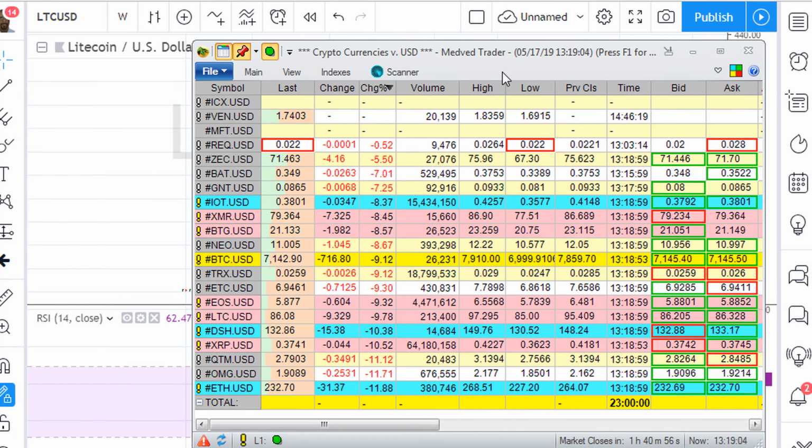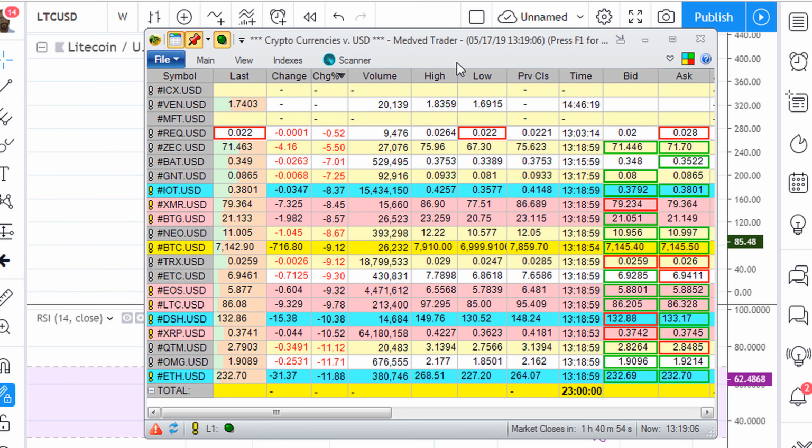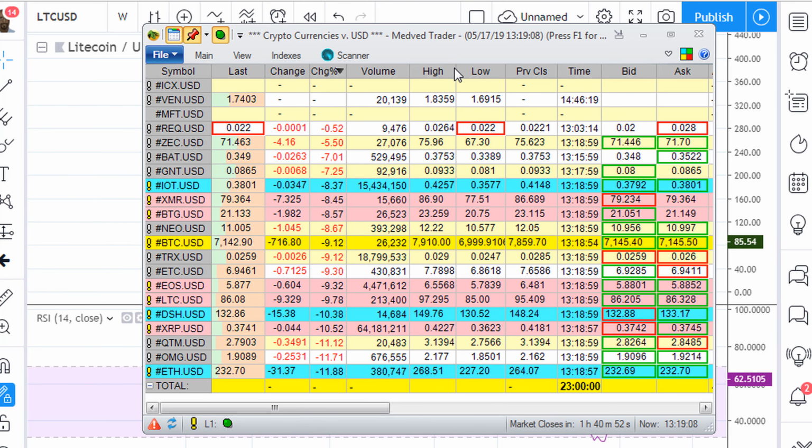Alright, that's how you can use the RSI backtest as part of your regimen when looking at any type of trading instrument.